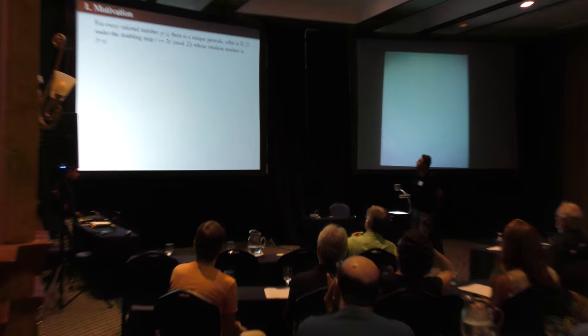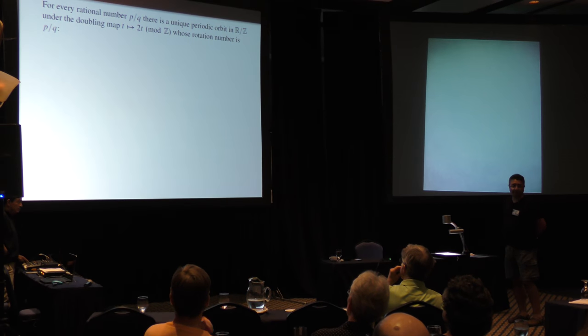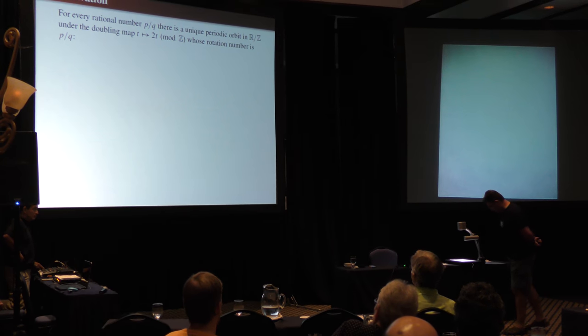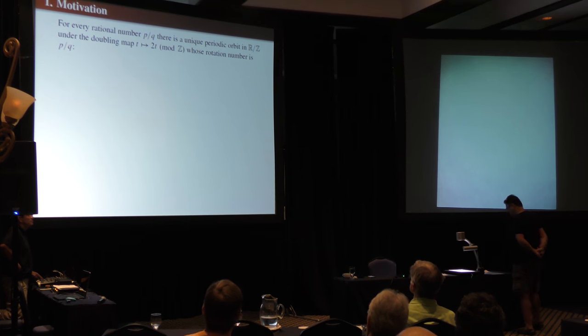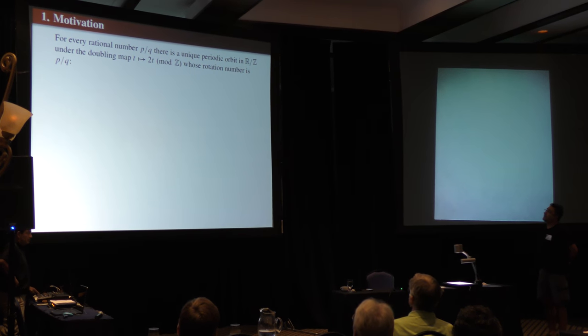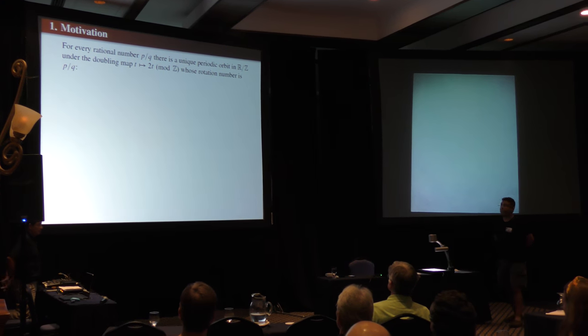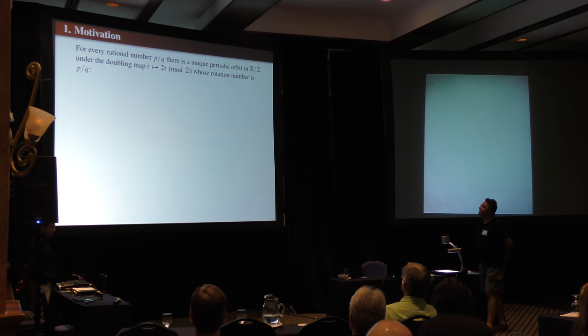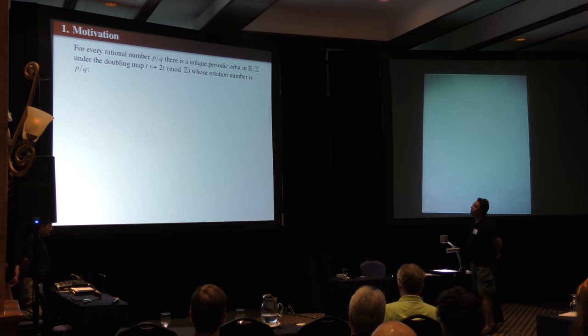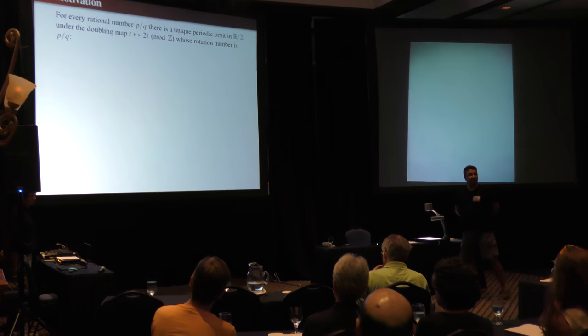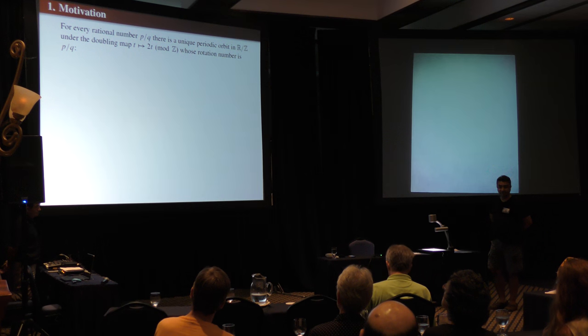Quadratic polynomials, which the developer said would serve as a motivation for much of what I intend to talk about. So the statement is that for every rational number p over q in reduced form, there is a unique periodic orbit under the doubling map of the circle with that rotation number p over q.